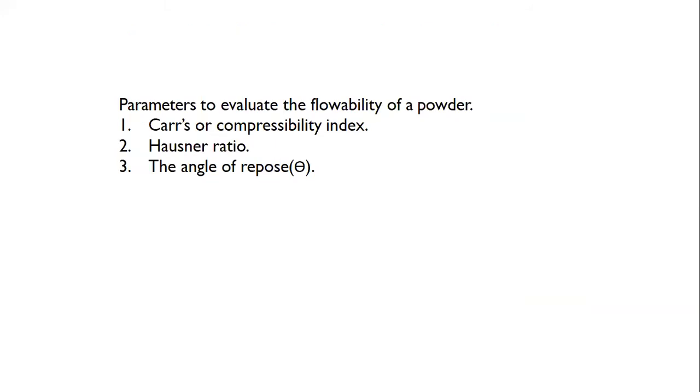Parameters to evaluate the flow properties or flowability of a powder. The first parameter is Carr's index or compressibility index. The second parameter is Hausner's ratio, and the third parameter is angle of repose.